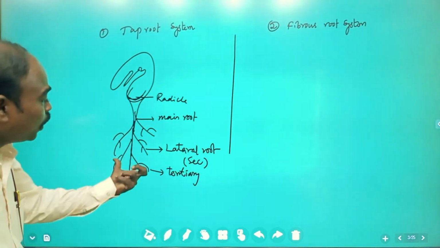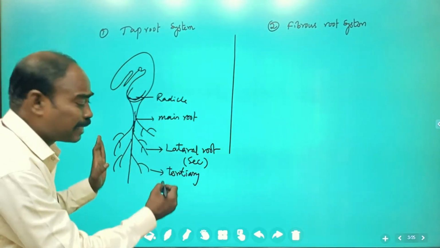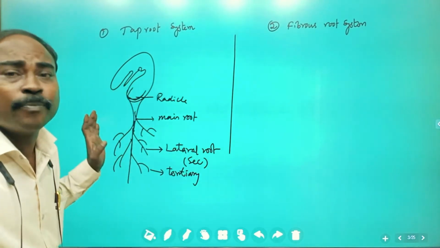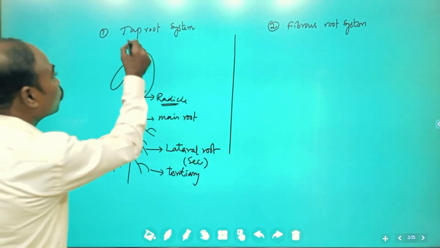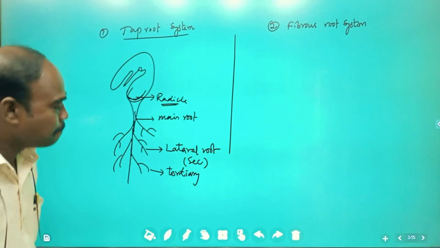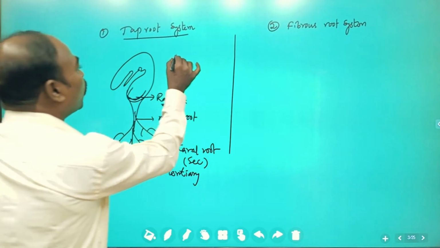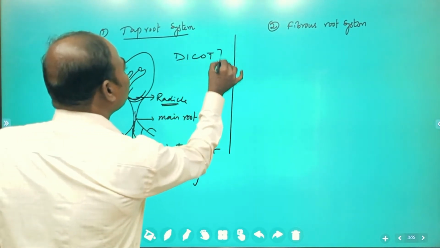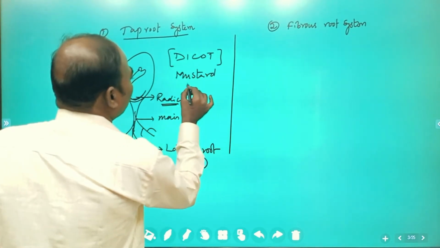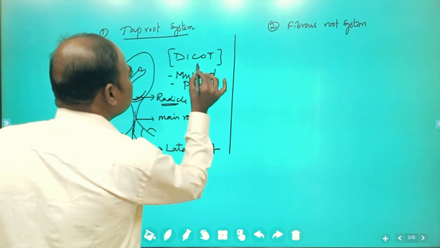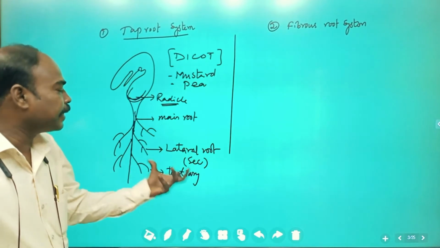So likewise, a main root grows towards soil and produces branches: secondary, tertiary, quaternary branches. Such a type of root system, directly elongated from the radicle of the embryonal axis, is known as the taproot system. Further branching takes place, right? This taproot system is mainly found in dicotyledonous plants such as mustard, peas, gram, etc. So the main root gives rise to secondary and tertiary branches.